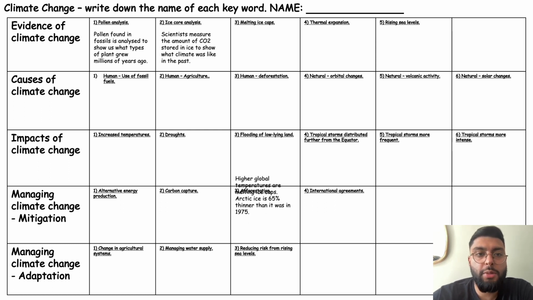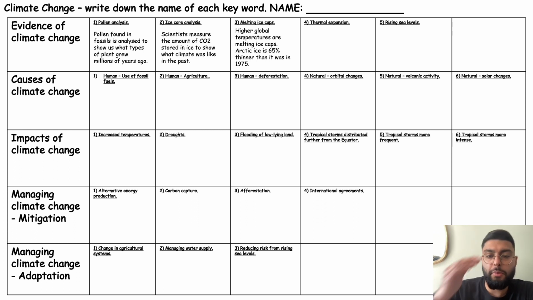Moving on to our short-term evidence, so we have melting ice caps as a result of the higher global temperatures, which we sometimes refer to as global warming. Arctic sea ice is 65% thinner than it was in 1975. We lost about 75% of summer sea ice since the 1970s. So melting ice caps give us, in the present day, really short-term evidence that climate change and global warming is happening.